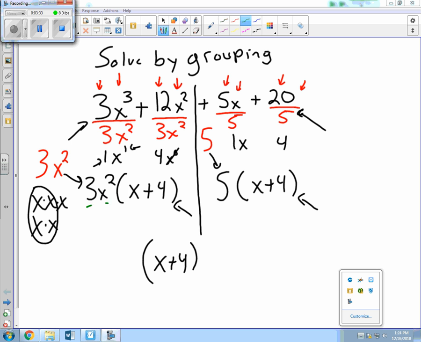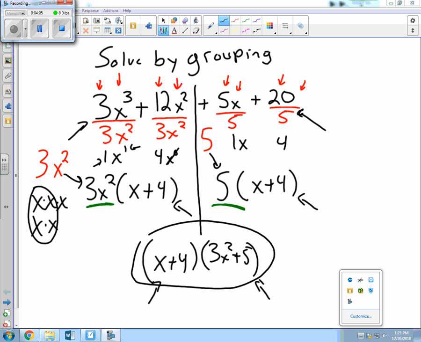Then I'm going to take this leftover and this leftover and put it together as one pair, one binomial. So this would be 3x squared plus 5. Now you're supposed to check to see if you can factor this anymore. x plus 4 is already factored. 3x squared plus 5, there's nothing in common, there's no difference of squares, there's nothing you really do. So because of that, I can circle this and say I'm done.